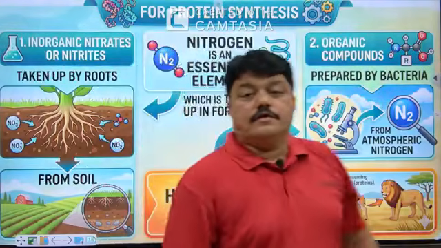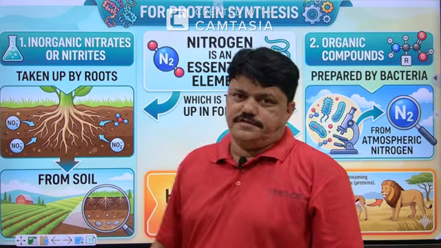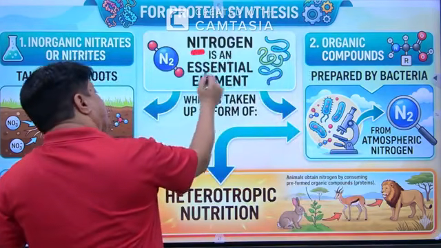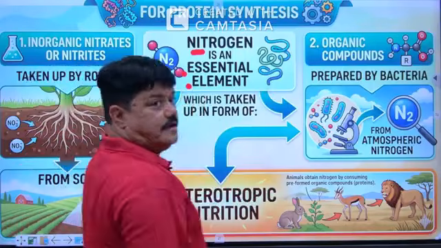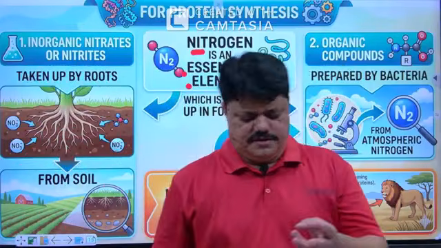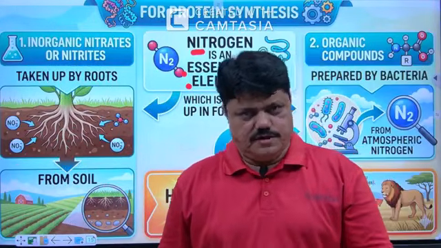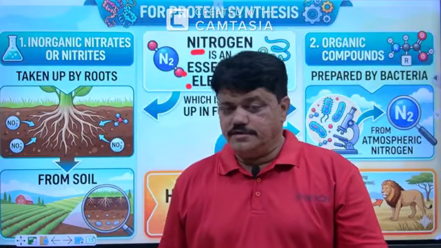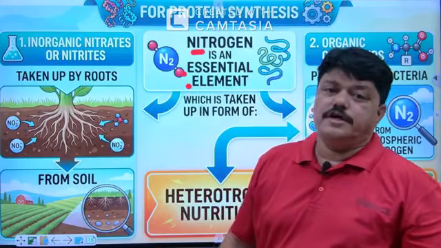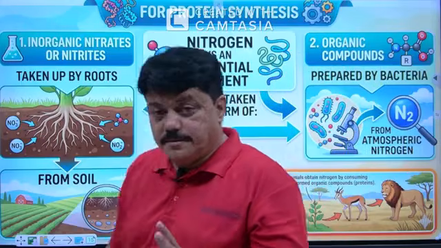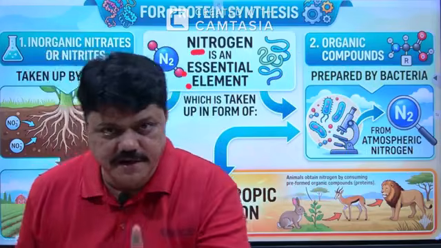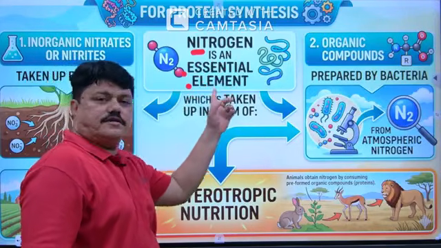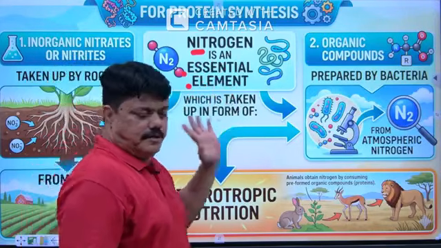Now, the process of protein synthesis. For protein synthesis, nitrogen is an essential element. Carbohydrates have carbon, hydrogen and oxygen. Lipids also possess carbon, hydrogen and oxygen. But proteins possess carbon, hydrogen, oxygen and nitrogen. And for protein synthesis, nitrogen is an essential element.